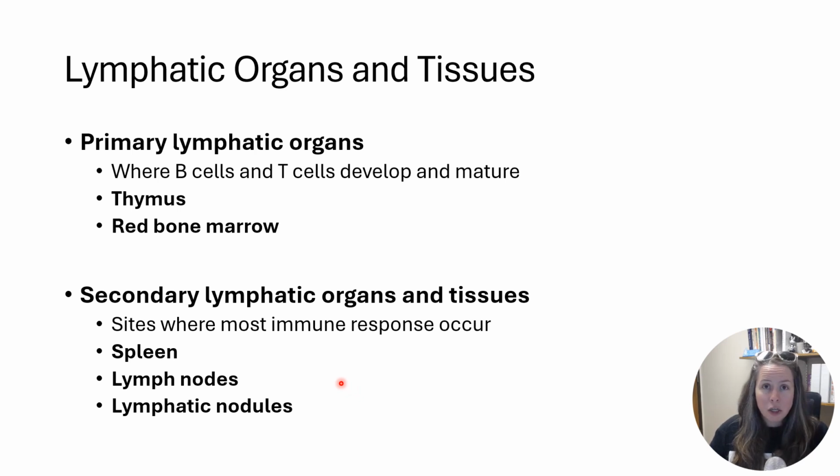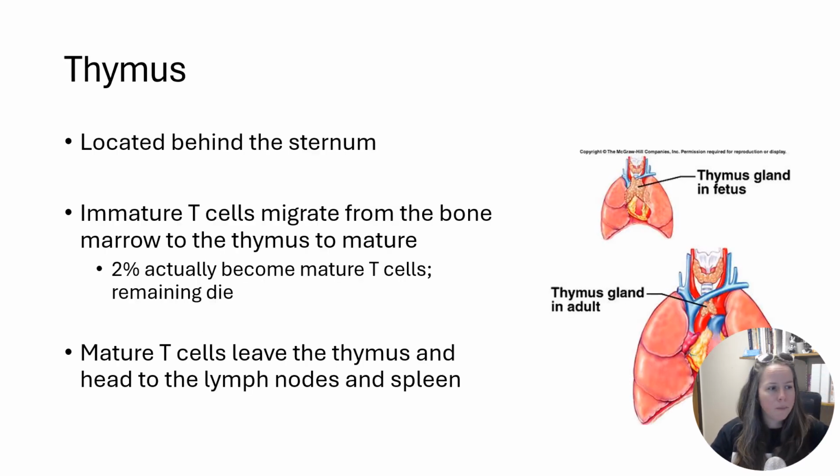If the organ or tissue is where we mount an immune response, they're considered secondary lymphatic organs or tissues. Does removal of them sort of make us a bit immunocompromised? Yes, but not to the same degree as if we didn't have a working thymus or red bone marrow. So we're going to go through all of these, and then we'll be able to talk about how we use these organs and tissues in our immune response.